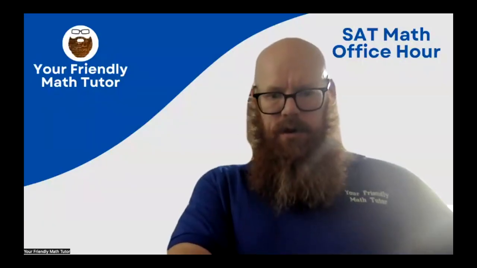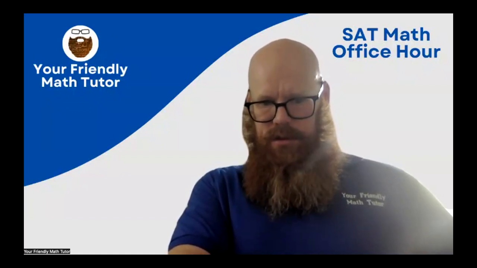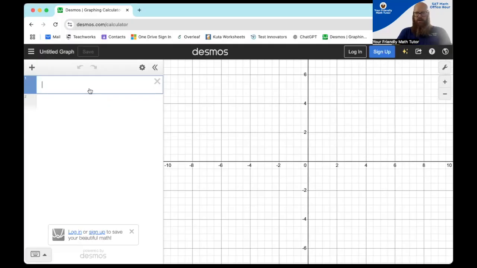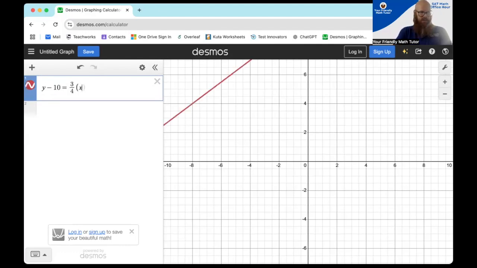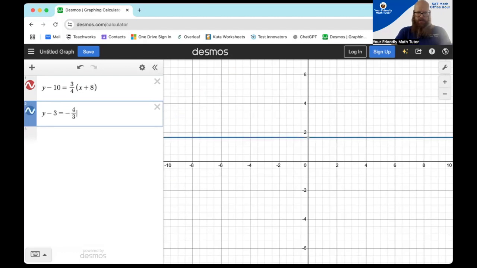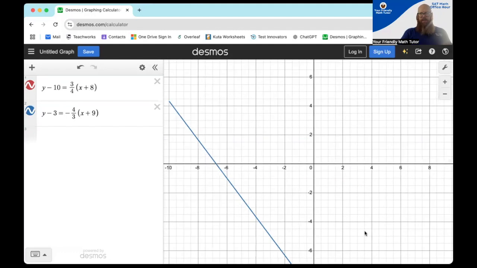All right. So now I'm going to share my Desmos. I'm going to put in the first equation, which is y minus 10 equals 3/4 times x plus 8. And then the second one is going to be y minus 3 equals -4/3 times x plus 9. All right. And then we want to find where these intersect.